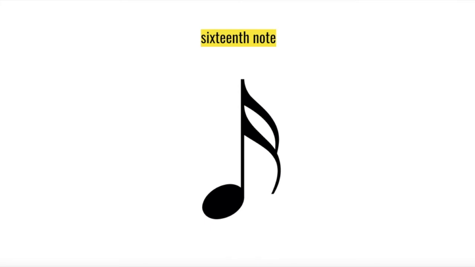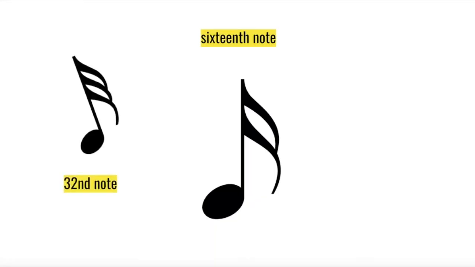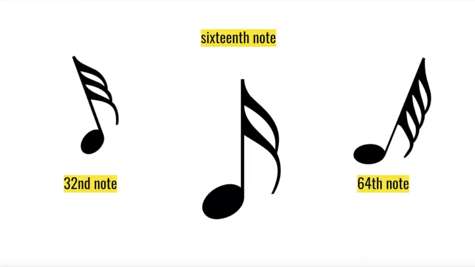A double flag halves the 8th note to a 16th note, lasting 1/4 the amount of time as a quarter note. You can continue halving the duration of a note by adding more flags, 32nd notes, 64th notes, etc. However, notes with 3 or more flags or beams are not often used.